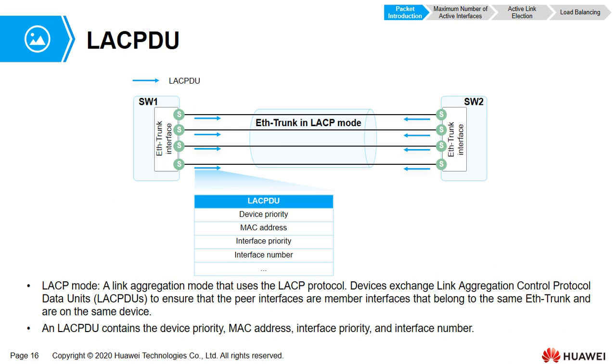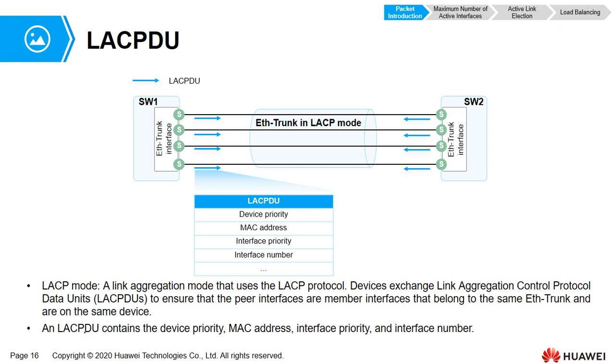LACP mode, link aggregation control protocol. LACP mode uses the LACP protocol. Devices exchange link aggregation control protocol data units to ensure that peer interfaces are member interfaces that belong to the same Eth-trunk and are on the same device.